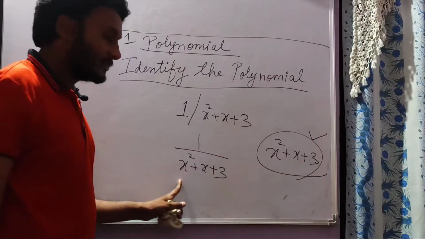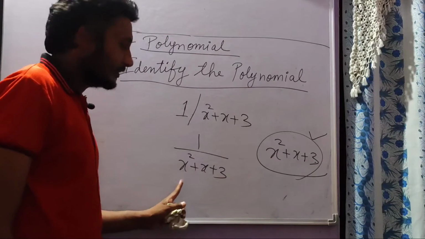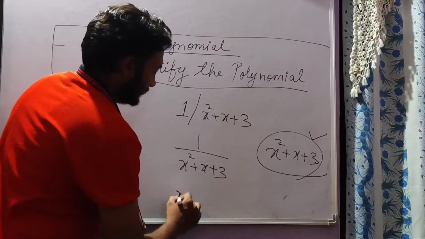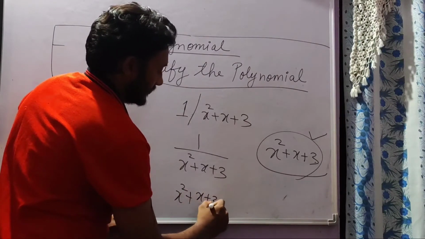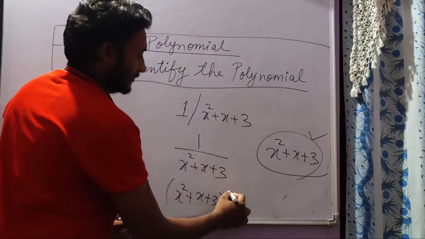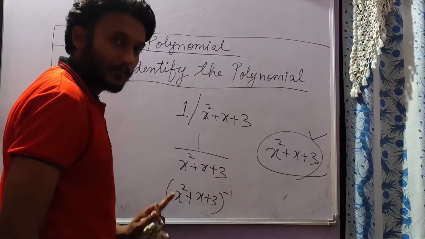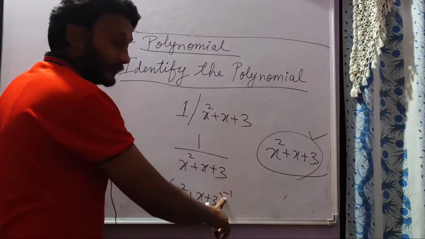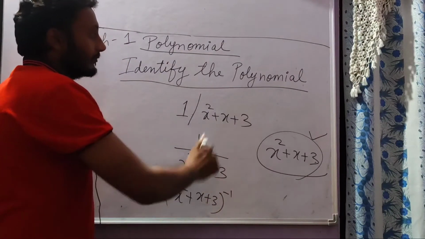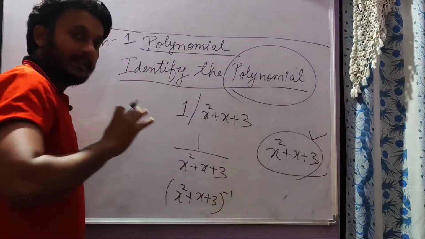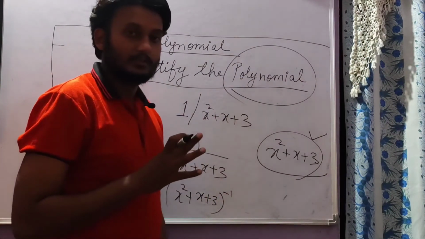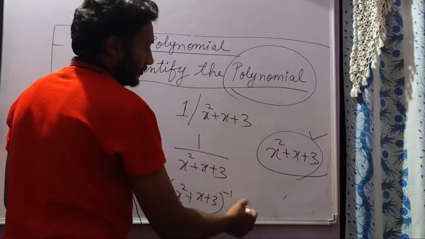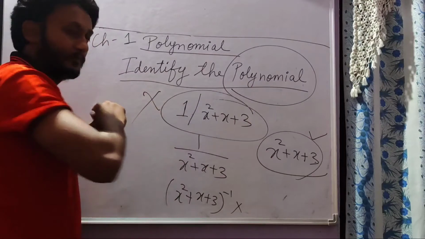But now it is present in the denominator, and already you have studied indices, laws of indices. How can I write this one? If I bring this one to the numerator, you will get the minus sign in the power. So now again, what we have, the power, negative sign. You have to remember, for a polynomial the power cannot be negative. So this is not a polynomial.